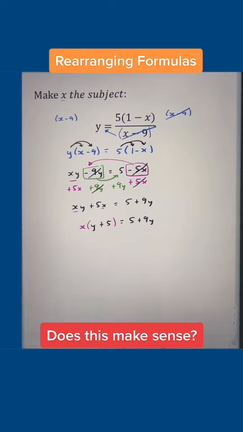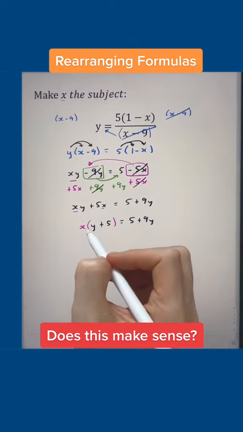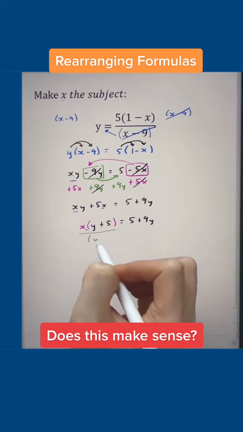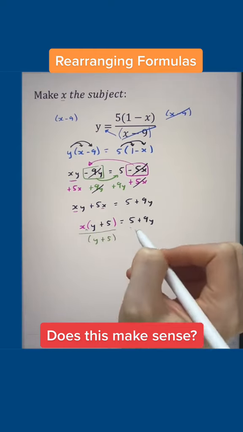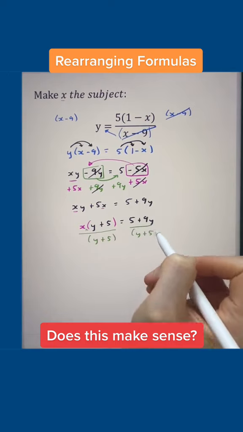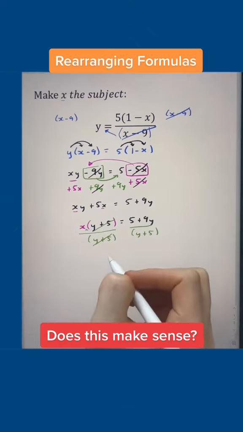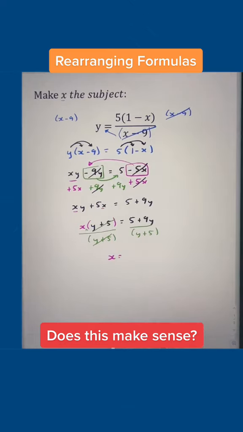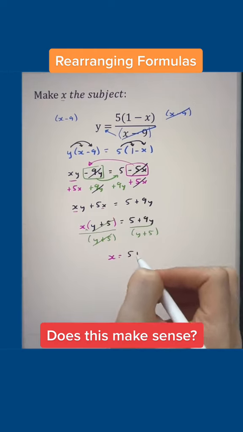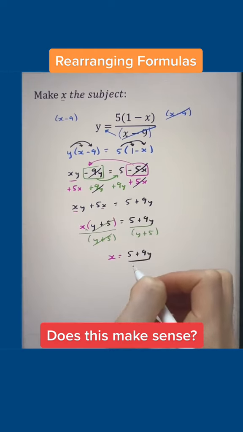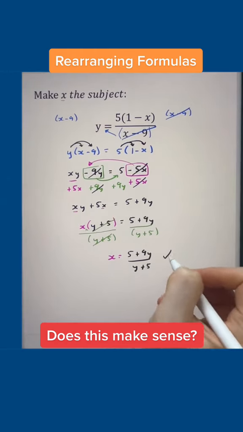My aim was to get x by itself. I currently have x multiplied by, in single brackets, y plus 5. The opposite of multiplied by y plus 5 is to divide both sides of my equation by y plus 5. Therefore, on the left-hand side, y plus 5 over y plus 5 will cancel to leave us single x, which is what I wanted. Therefore, single x is equal to 5 plus 9y all over y plus 5. And that gets me 4 marks.